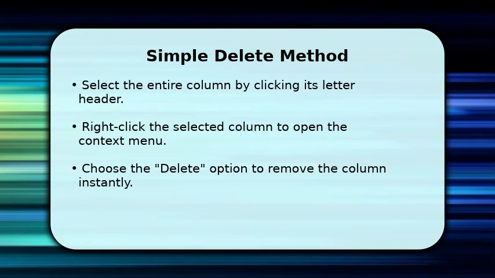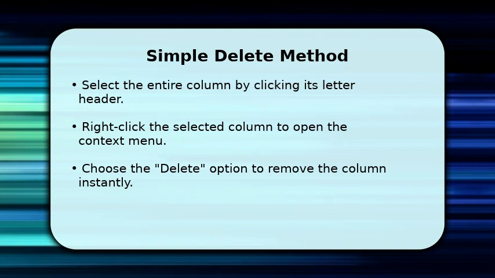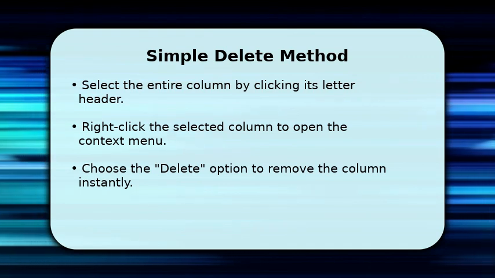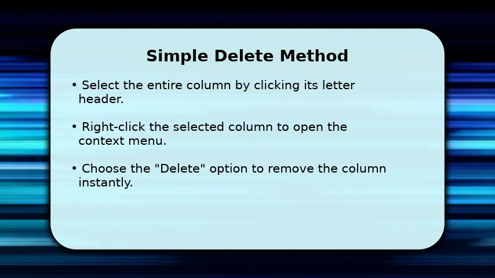The simplest way to delete a column is by selecting it directly. Move your mouse cursor over the column letter at the top of the sheet, like A or B, until it becomes a downward pointing arrow. Click once to highlight the entire column. Then, right-click anywhere within the selected column header. A context menu will appear. From this menu, simply select Delete to remove the column and its contents from your worksheet.